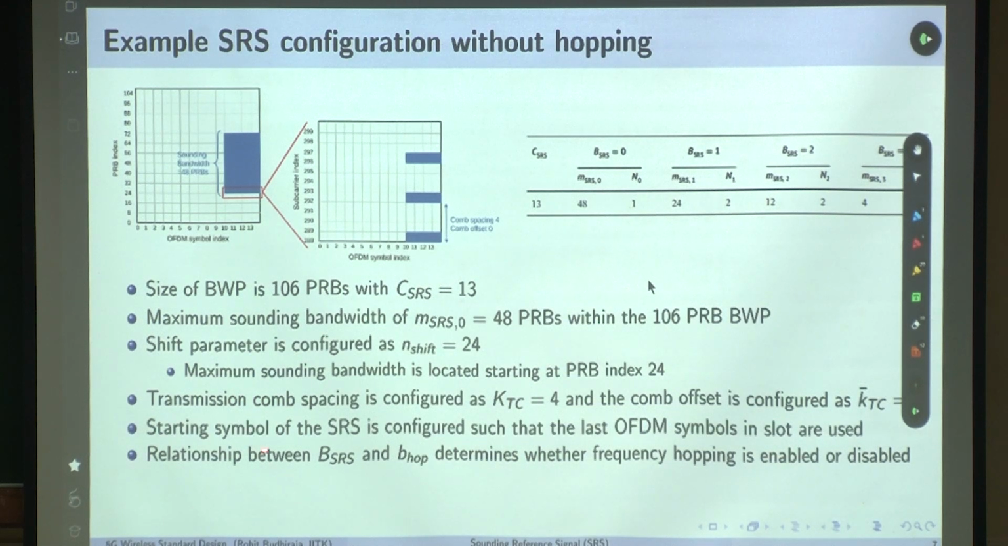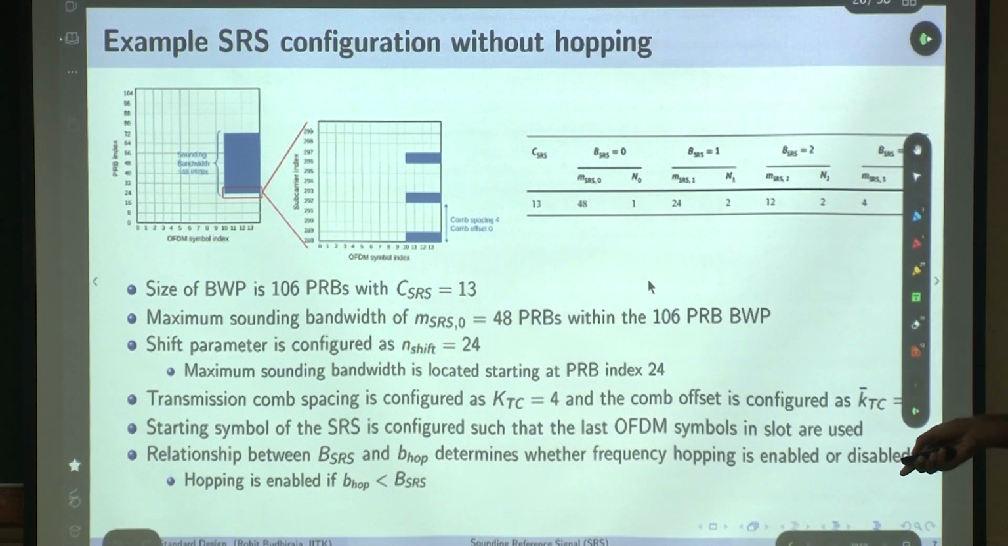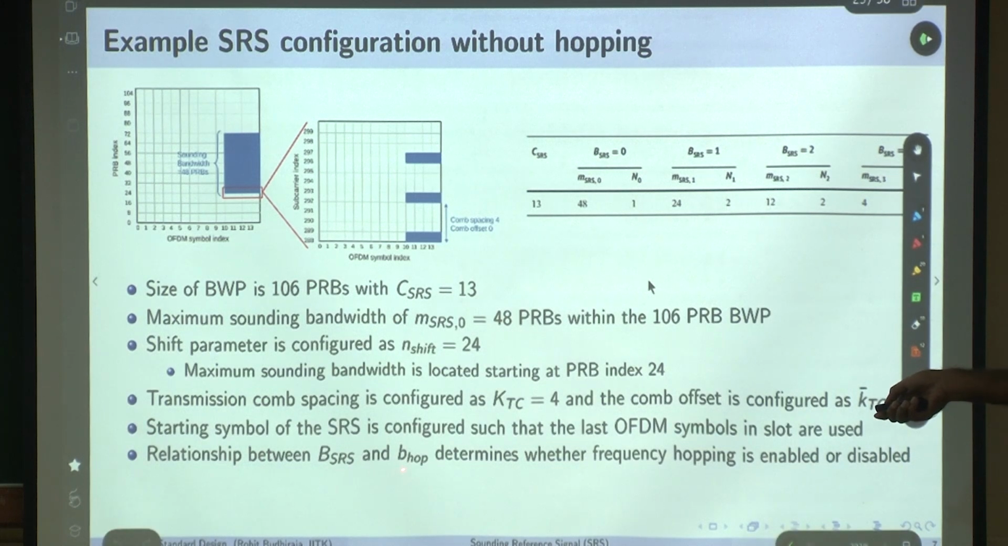So what are we saying? Look at this. The relationship between B SRS, which is coming here, and B hop, which can take values from 0 to 3, will determine whether frequency hopping is enabled or disabled. Let's take an example. I think it will come later, but it's coming here only. So what are we saying here? This is the bullet.